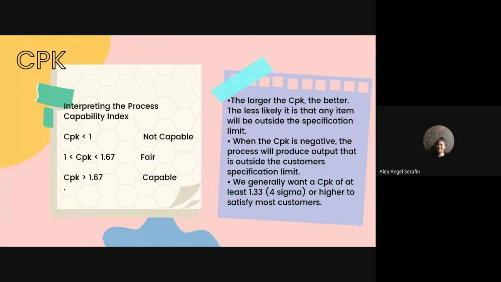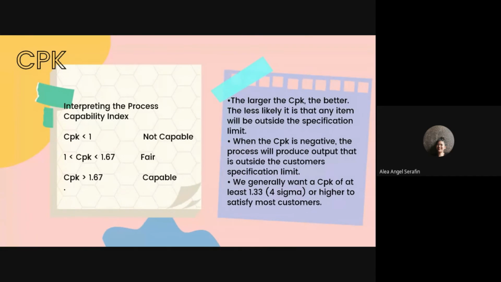When CPK is greater than 1 but less than 1.67, the process is said to be fair. And lastly, if the CPK is greater than 1.67, the center or mean of the process may be shifted from target but the process is still capable of meeting design specification.